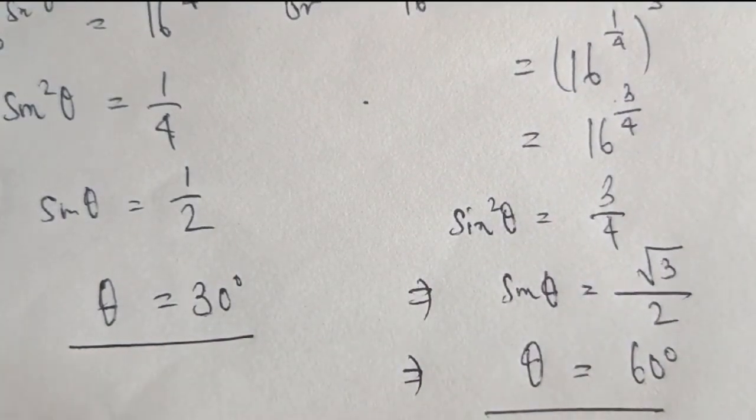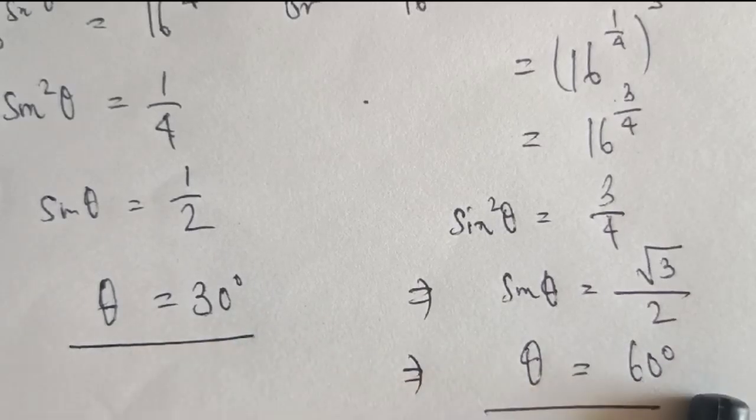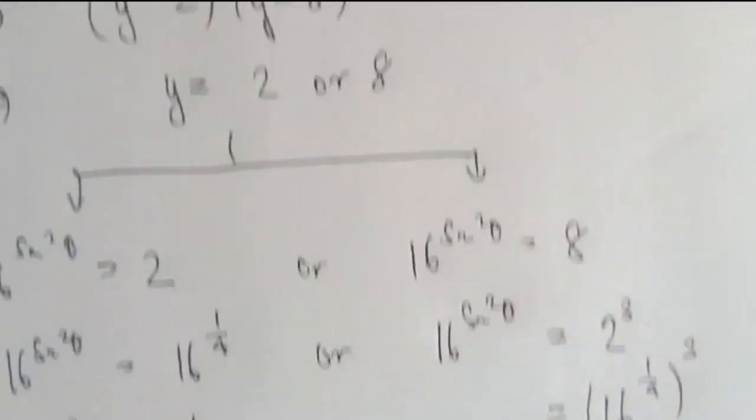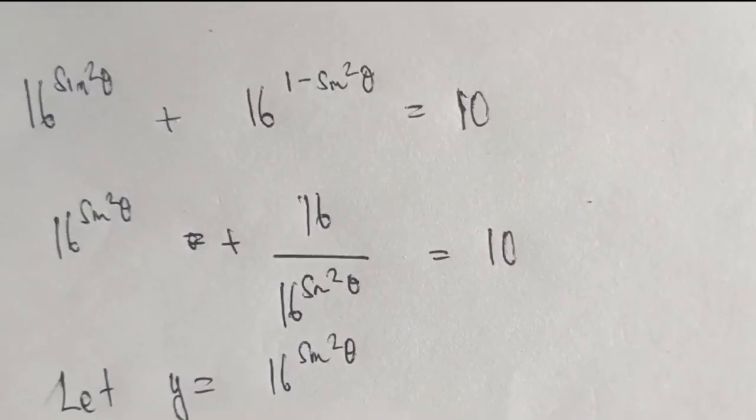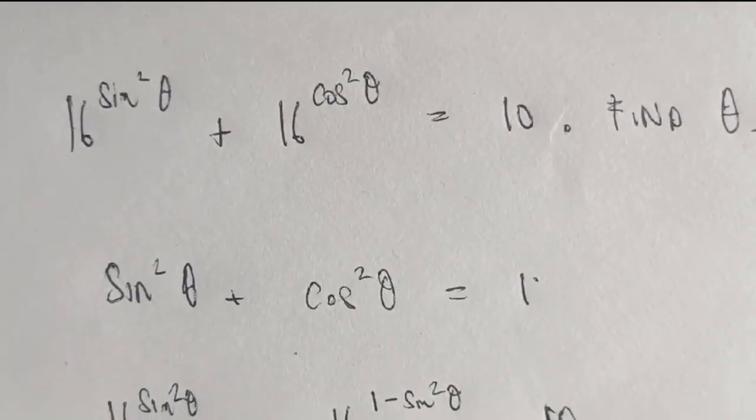So there are two possible answers for this. Either theta equals 30 degrees or theta equals 60 degrees. Both of these will satisfy the problem that 16 to the power of sine squared theta plus 16 to the power of cos squared theta is equal to 10.